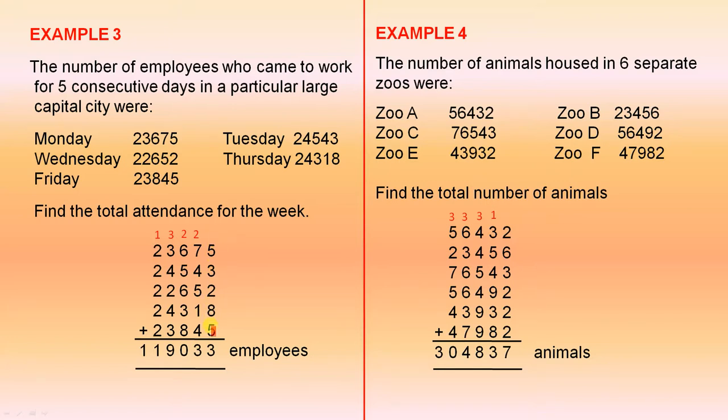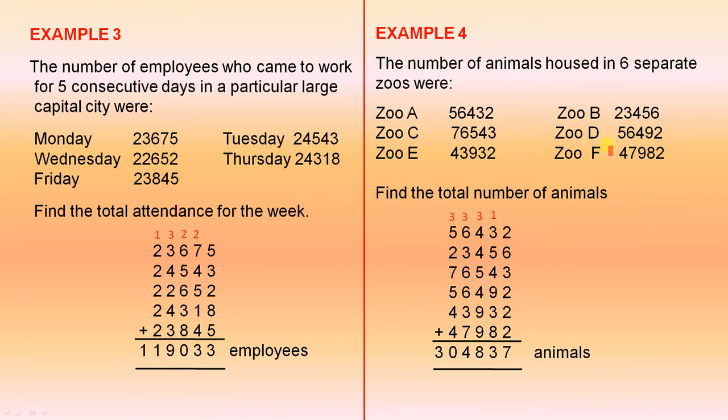First column adds up to 23. There's a 3 and there's the 2. Second column adds up to 23 also. There's the 3 and the 2. Third column adds up to 30. There's the 3 and the 0. The next column adds up to 19. There's the 1 and the 9. And the last column adds up to 11. So it was 119,033 employees.